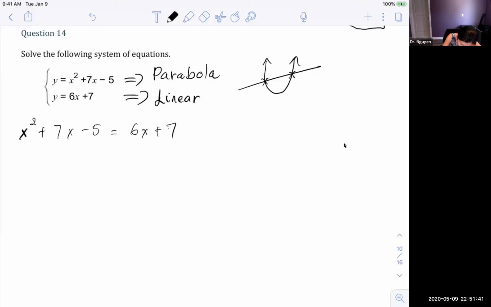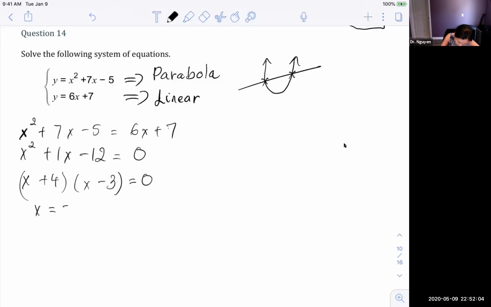So we have x squared, 7x minus 6x is 1x, negative 5 minus 7 is negative 12. When I factor it out, I get x plus 4 and x minus 3. So we ended up with x equals negative 4 and x equals positive 3.